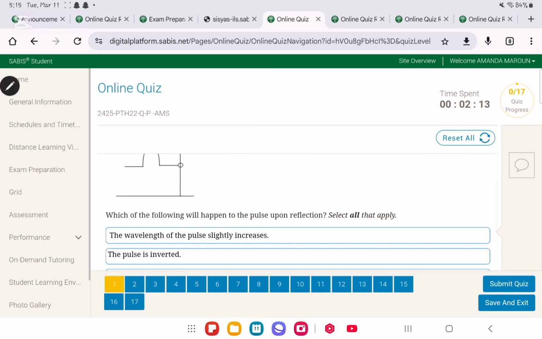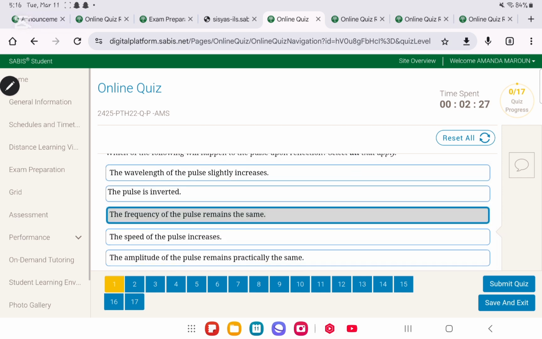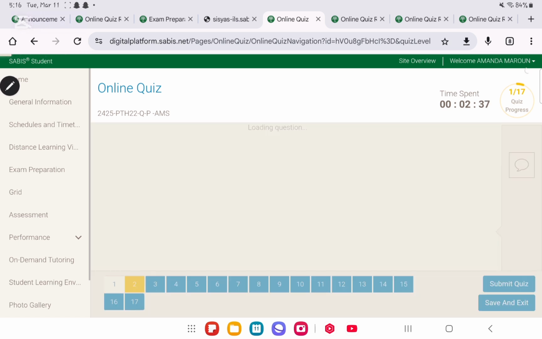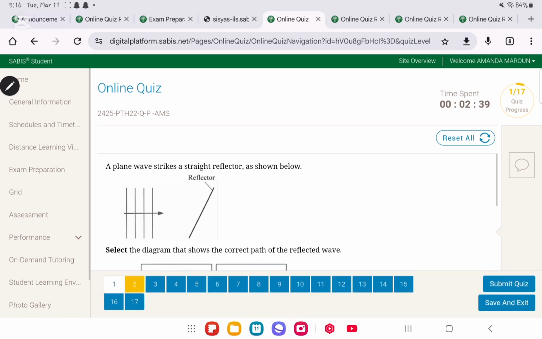So, which of the following will happen to the pulse upon reflection? Because it is a free end, first of all, the pulse is not inverted, so this is incorrect. The wavelength will not increase, it will stay the same. The frequency of the pulse will remain the same, the speed will not increase, and finally, the amplitude of the pulse also remains practically the same. We move on to question number 2.